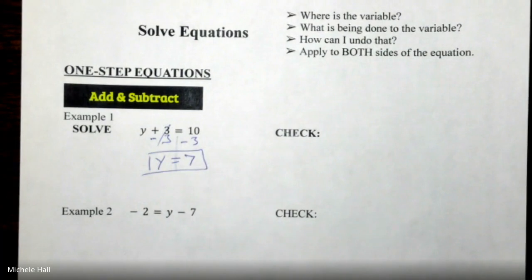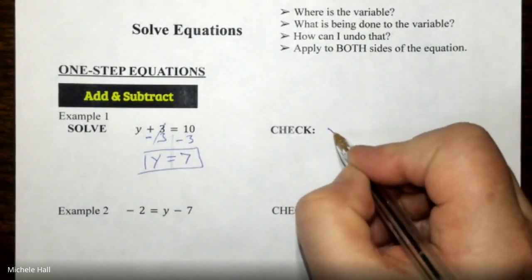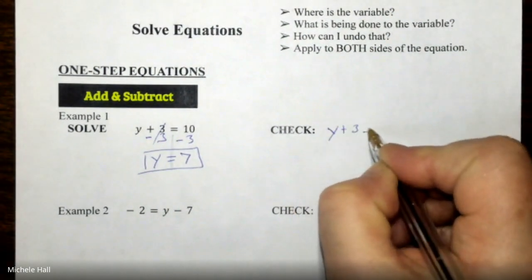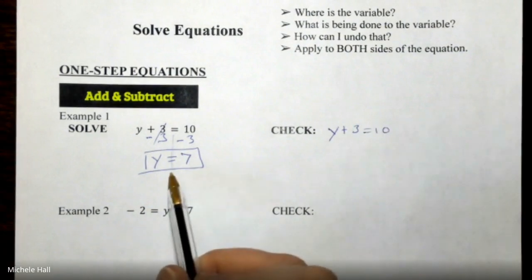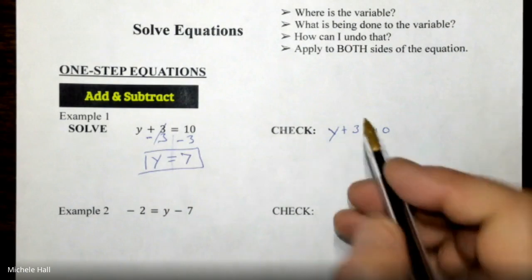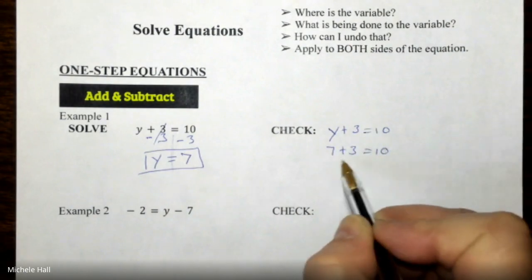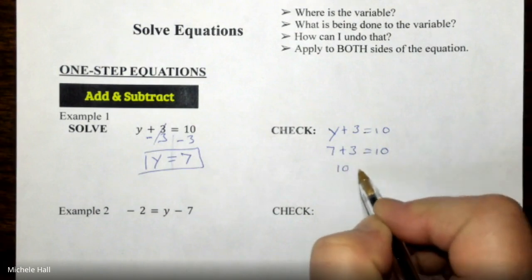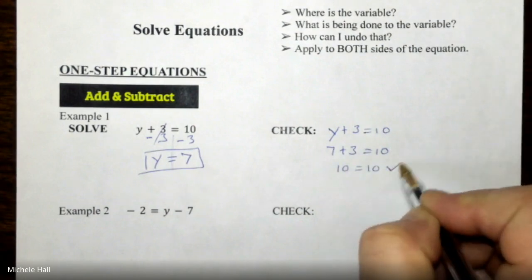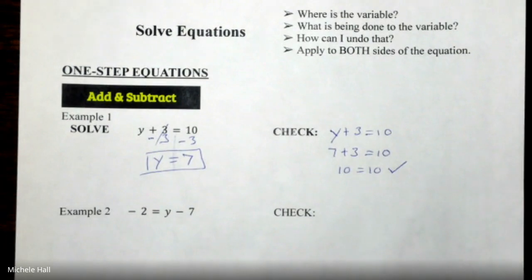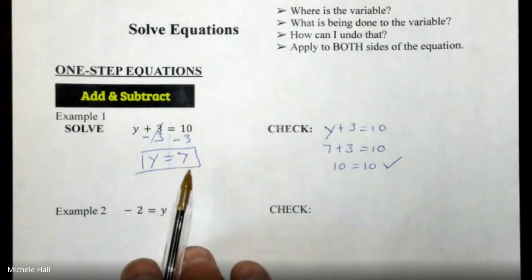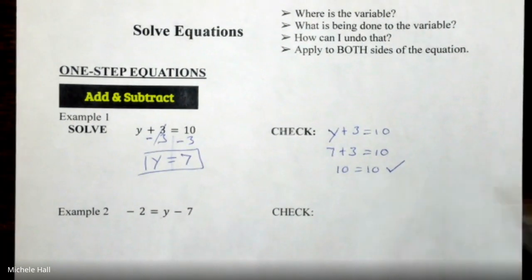We can always check our algebra solutions. Start by writing down the original problem. We know what y is. It's not unknown anymore. I'm going to substitute in 7 for the y value. Continue to simplify. We get 10 equals 10, and that is a true solution. If I had something like 9 equals 10, well, that is not a true solution. I would want to go back and check my work if I don't get a true solution.